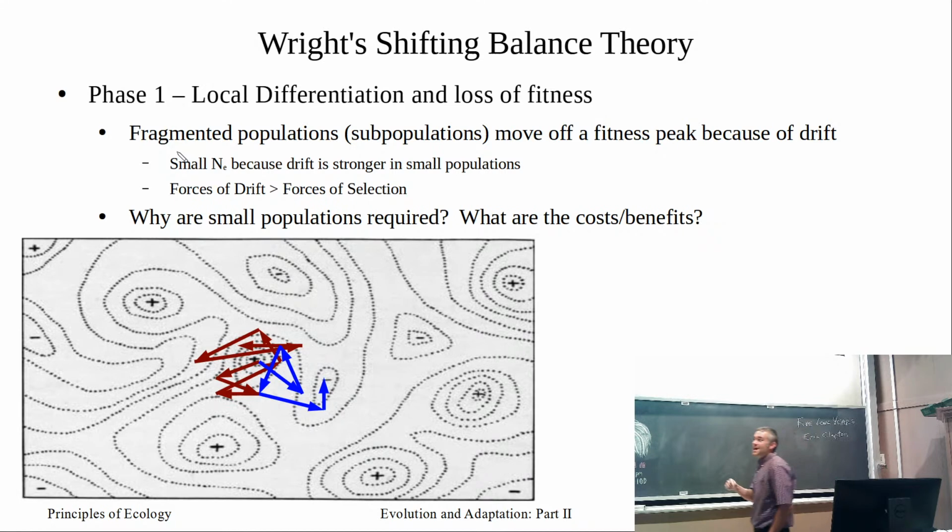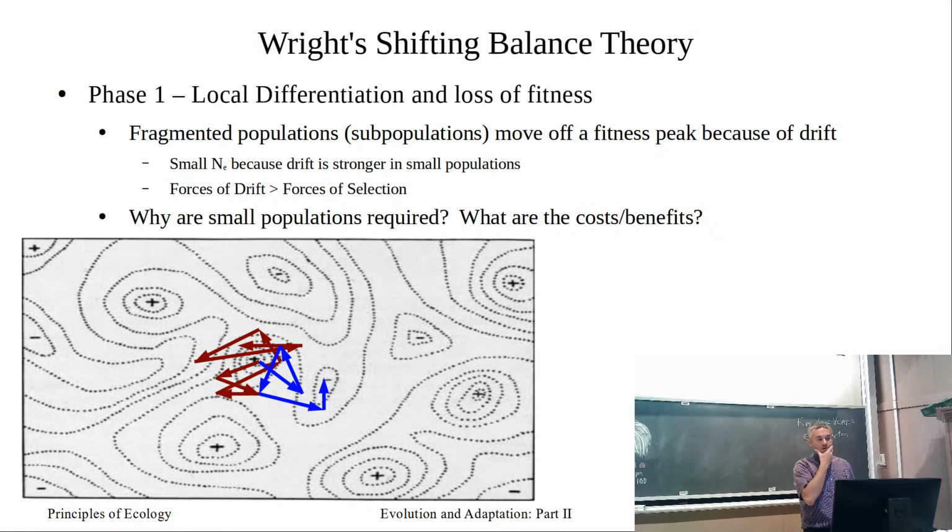Now, if the forces of drift exceed the forces of selection, then we get this random movement around our landscape. Each of these different colors represents a different subpopulation. Sometimes drift takes us down the slope, sometimes drift takes us back up a slope, sometimes drift takes us right to a valley, and sometimes drift will ultimately take us to a newer peak. And that's what we want. We want some of these small populations to move around our landscape with the hope that we can get to the slope of a peak that is higher than where we are currently at.